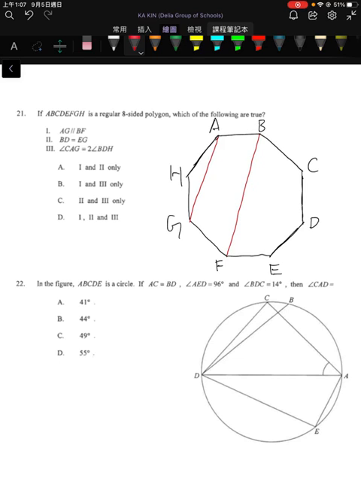This time maybe we can calculate the angles quite quickly. First of all, because this is a regular 8-sided polygon, every interior angle will be equal to (8 minus 2) times 180 degrees, over 8. Finally, this interior angle will be equal to 135 degrees. After that, we know that AH will be equal to HG, because this is a regular 8-sided polygon, all the sides are the same.